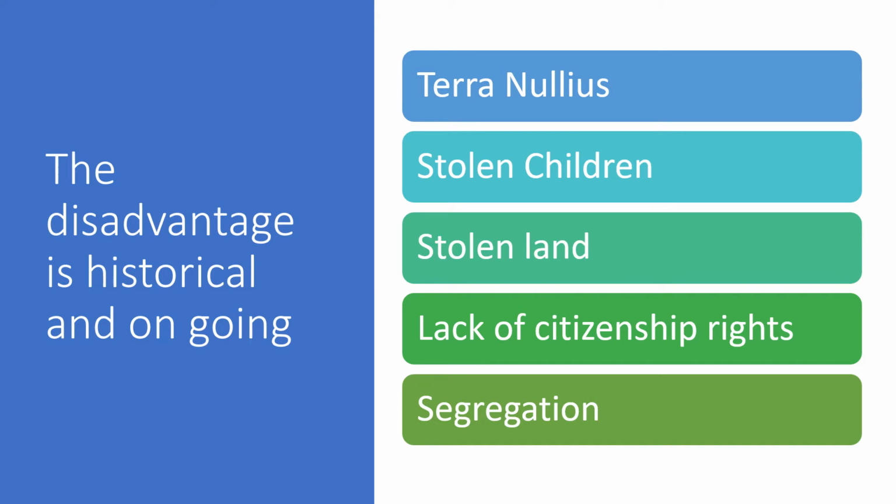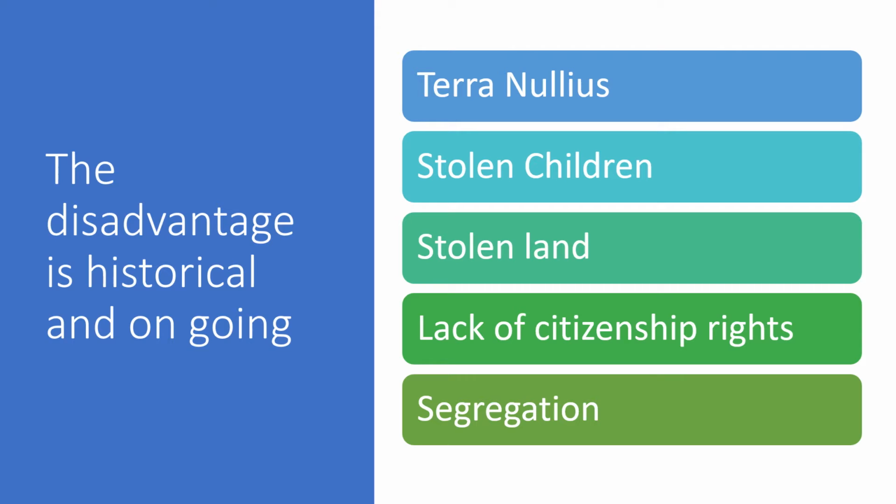This disadvantage is a result of history and the historical situation of Indigenous people. It started off with terra nullius when the English came to Australia and decided that the land was empty. Terra nullius literally means empty land. Anglo people then proceeded to steal the land that belonged to Indigenous people, also stole their children and tried to assimilate them.